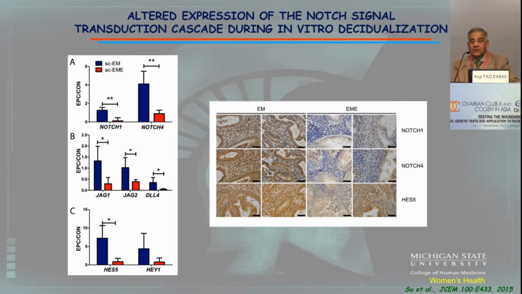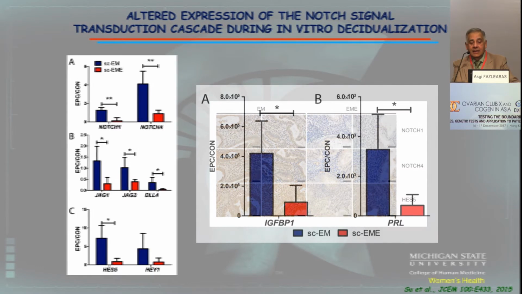And then if you do the immunostaining, you can see again with Notch1, Notch4, and HES, which is a transcriptional regulator of Notch, that they're completely attenuated in the endometrium of both women and baboons with disease compared to those animals without disease.